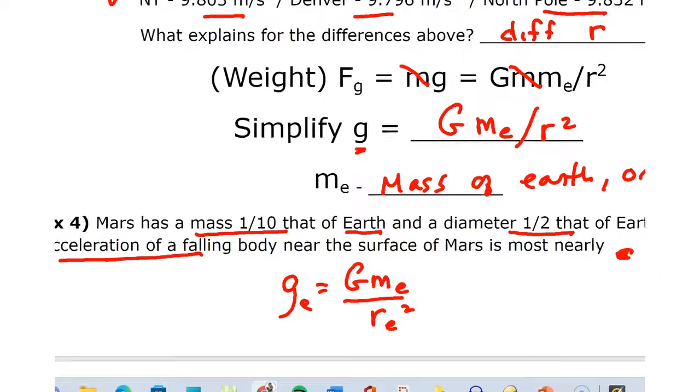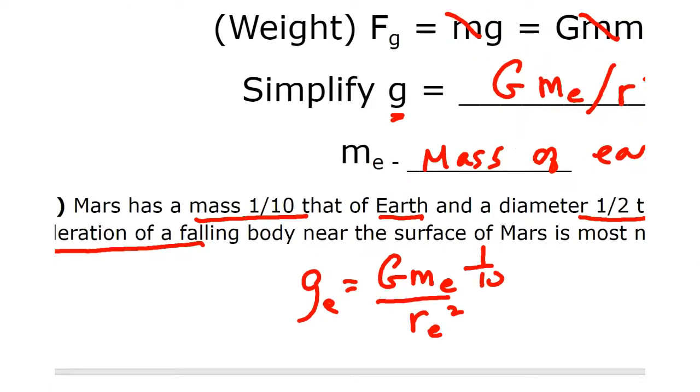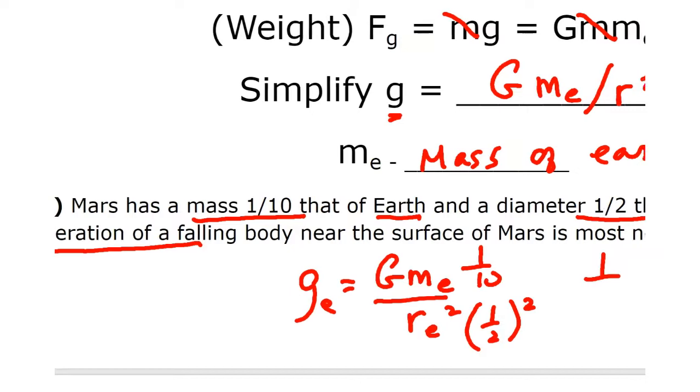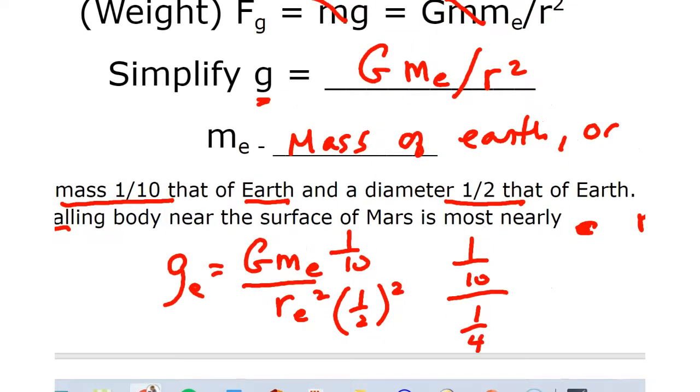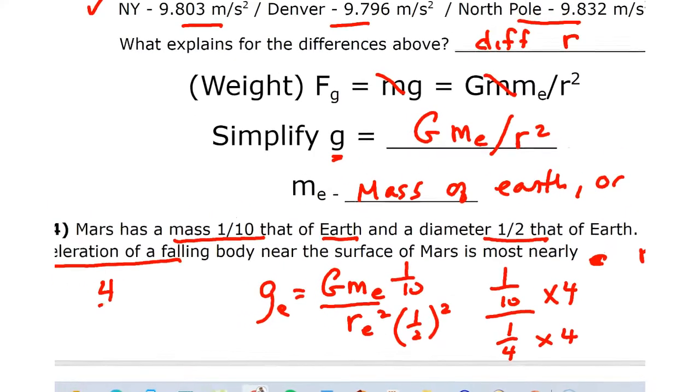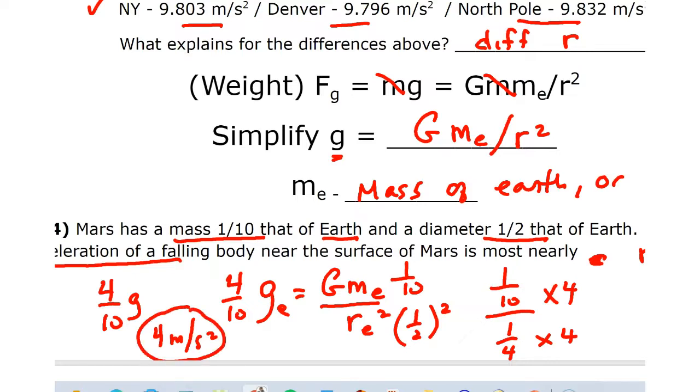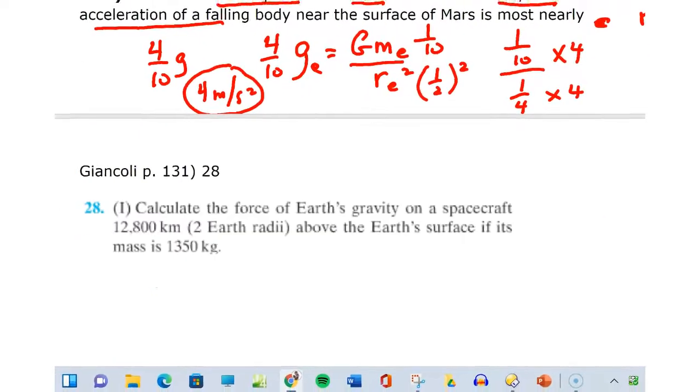But since Mars is 1/10 the mass, and its radius is 1/2, but that gets squared, so that's 1/10 divided by 1/4. Multiply top and bottom by 4, and the bottom clears out, and you get 4/10 on the right, well then 4/10 on the left. So what's 4/10 of g? g is 10, so it's 4 meters per second squared. So the acceleration due to gravity on Mars would be about 4 meters per second squared.